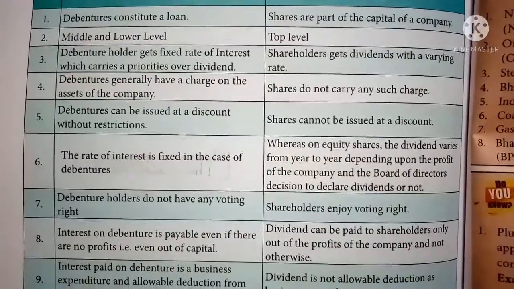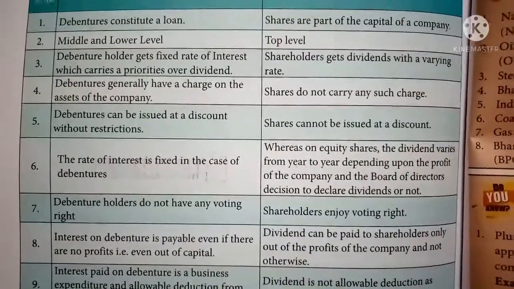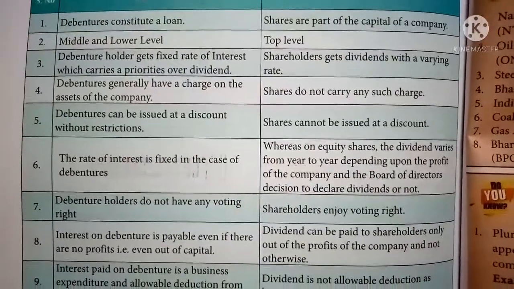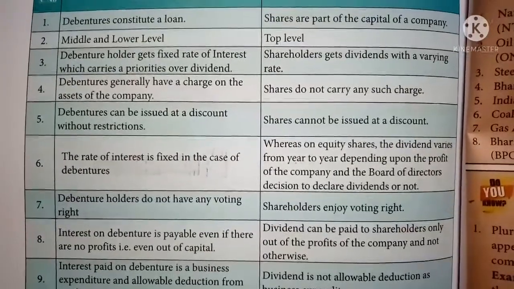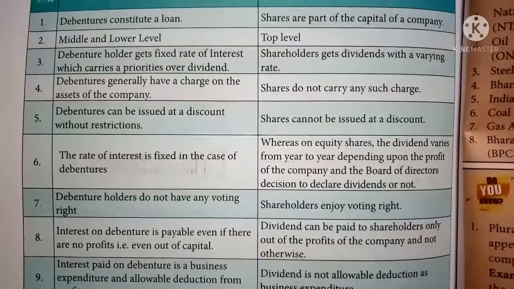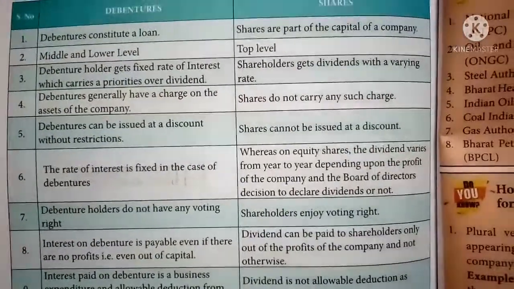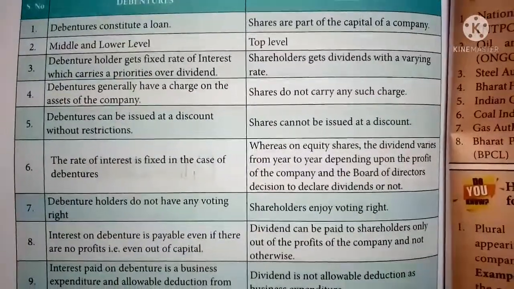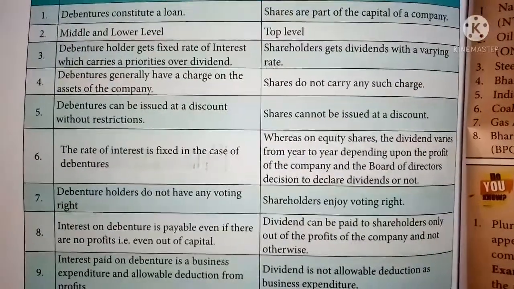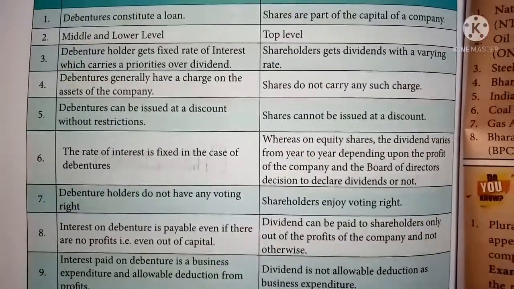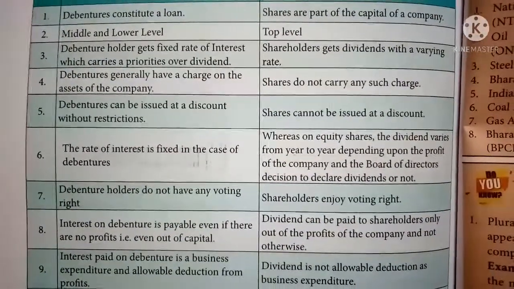Debenture holders do not have any voting right. So in the company meeting, the debenture holder will not attend all the meetings. Only in the debenture holders' meeting will they attend, and they will never have any voting right in the meeting. But in the case of share, the shareholder will have a right to vote, and they will have a right to attend all the meetings, especially shareholders' meetings.